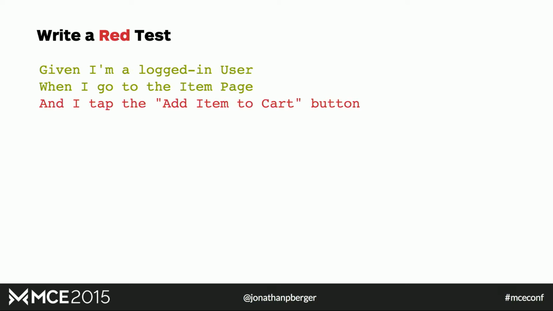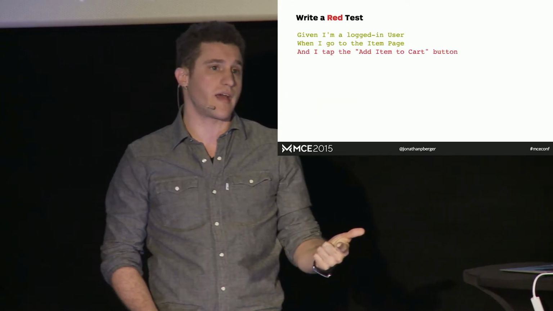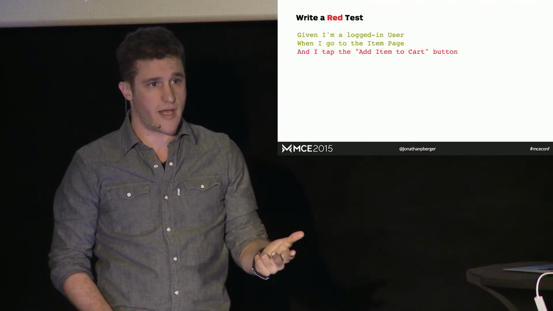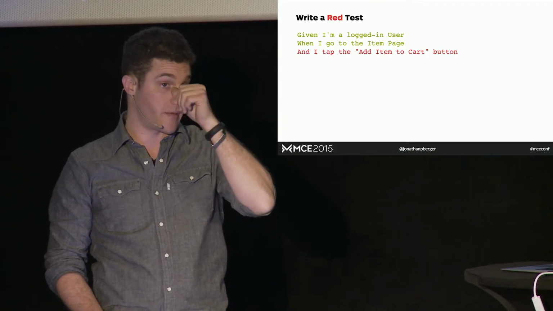Okay, so we're going to write the red test first, right? It says, given a logged in user, when I go to the item page and I tap, right? So we'll say we already wrote login. That was another story, it was done. And we'll say that we already wrote the item page. So given a logged in user, that's green. When I go to the item page, green. And I tap the Add Item to Cart button, that's going to go red. So I just wrote that test, it's your job to make it pass.